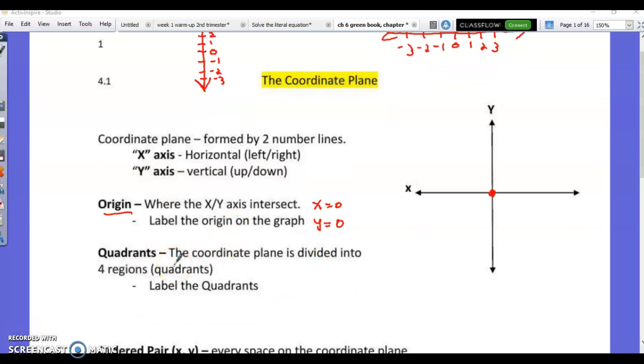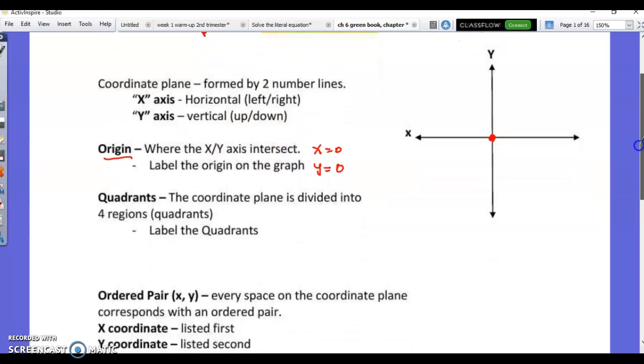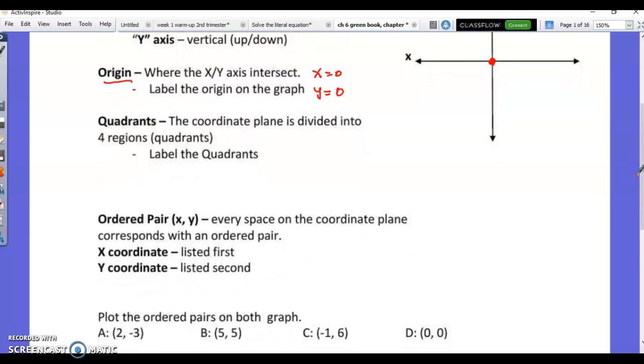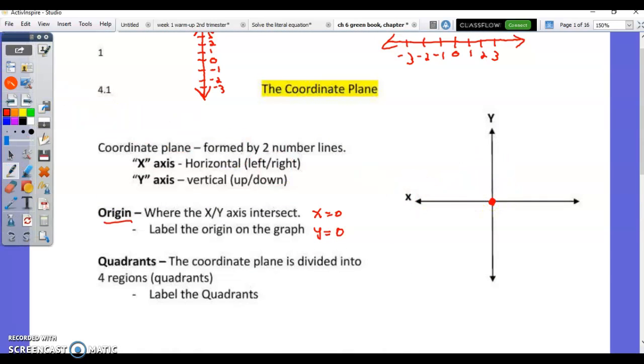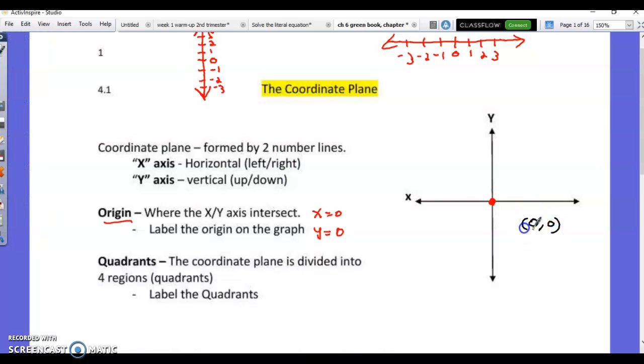So now every point on this graph has a value for x and a value for y. I'm going to skip the quadrants for a second. But they are displayed in what is called ordered pairs. And you think alphabetical: our x values are first, our y values are second. Every space on the coordinate plane corresponds with an ordered pair. So going back to the origin, my x value is 0, my y value is 0. I can write this as the ordered pair 0, 0, where this is my x and this is my y. So there is my coordinate plane, my origin.